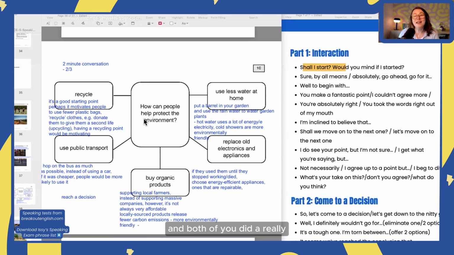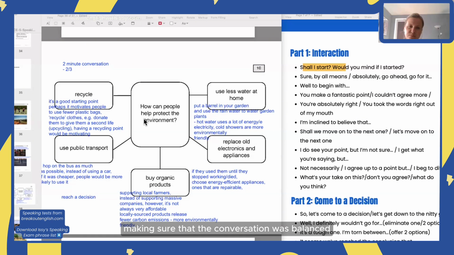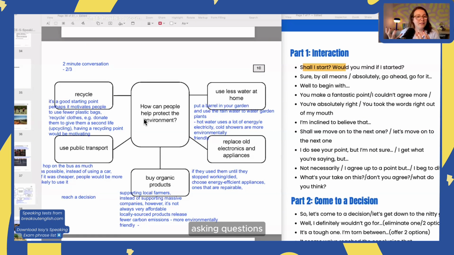And both of you did a really, really good job of making sure that the conversation was balanced, asking questions, agreeing and disagreeing with each other. And Ursula, you very politely interrupted in the conversation, which is a strategy that you guys can use if the other person in the exam is not letting you speak. Because by saying, "I'm sorry, do you mind if I jump in?" you're also interacting with your partner, but making sure you get a chance to speak as well. So that was very, very well done.